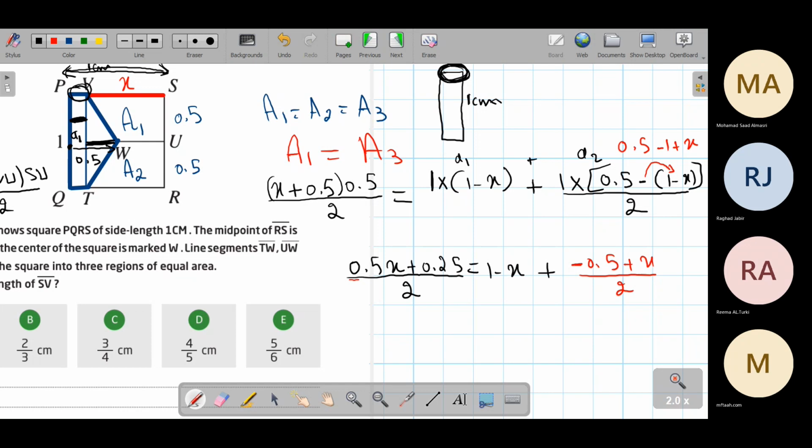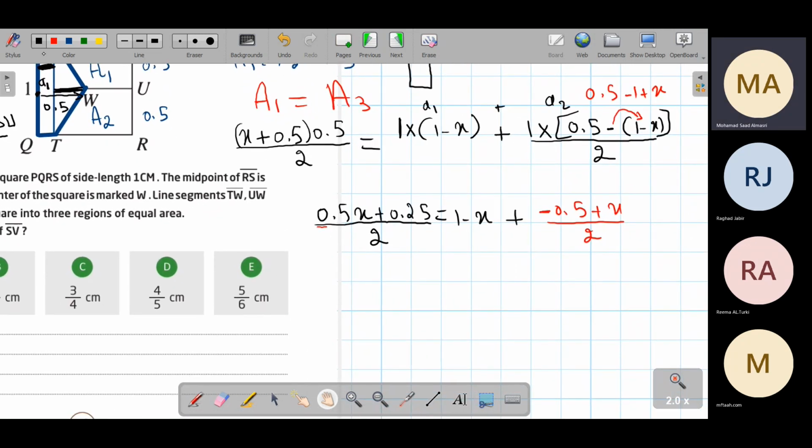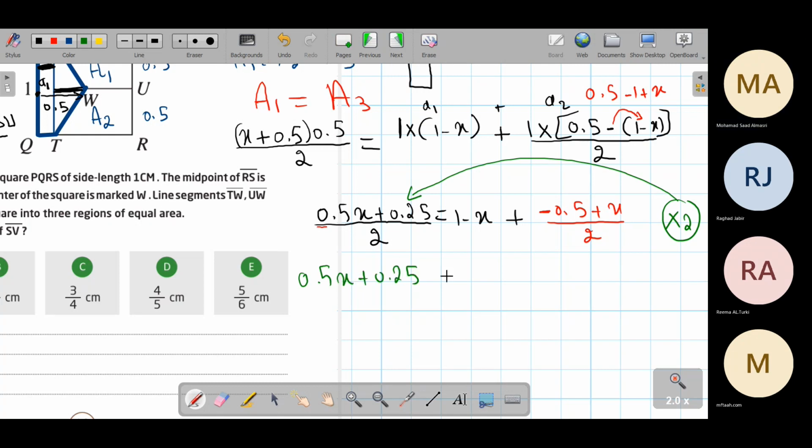I don't like to do the calculation with fractions. So I will multiply the whole equation by 2, all the terms, this is very important. So 2 times this part, I will simplify by 2, so I will have 0.5x plus 0.25 equal to 2 times 1 is 2, 2 times negative x is negative 2x, then 2 times this one gives negative 0.5 plus x.